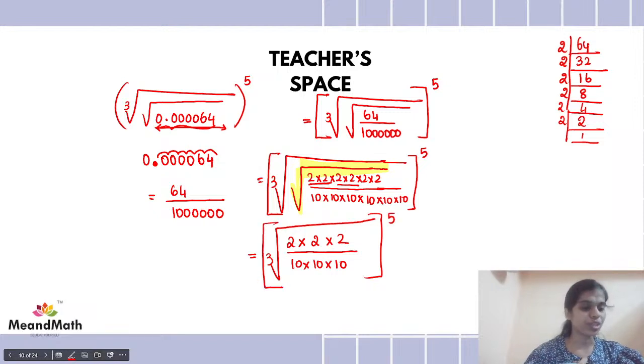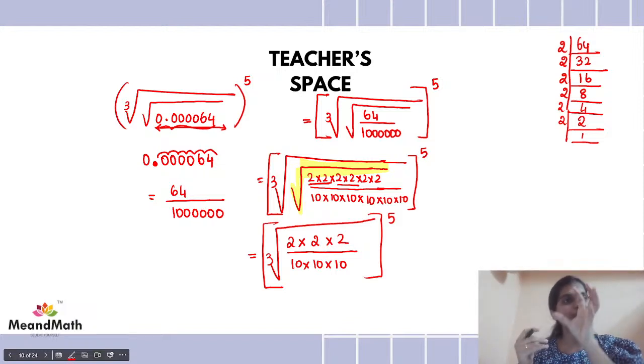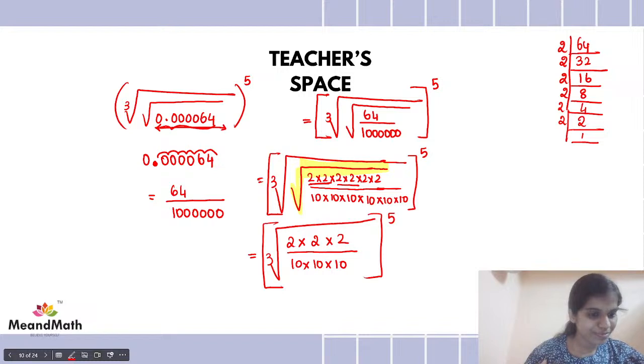Now we are going to remove this cube root. If the square root removes 2 numbers, we can take 2 numbers out of the square root, which means for the cube root, how many numbers can we take? For the cube root, how many numbers can we take? Come on, give your response. I'm waiting for your response. 3. That's great. 3. So, here I have 3 2's.